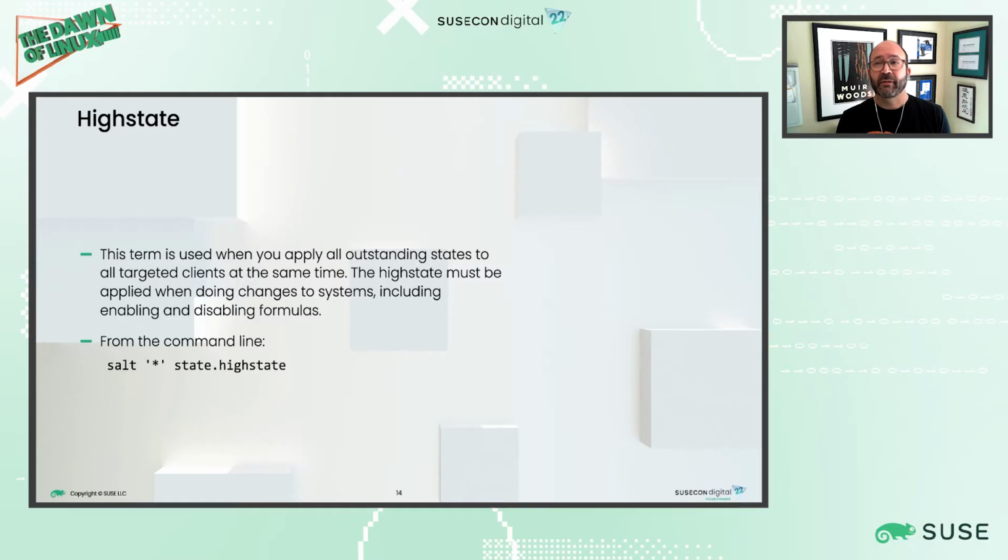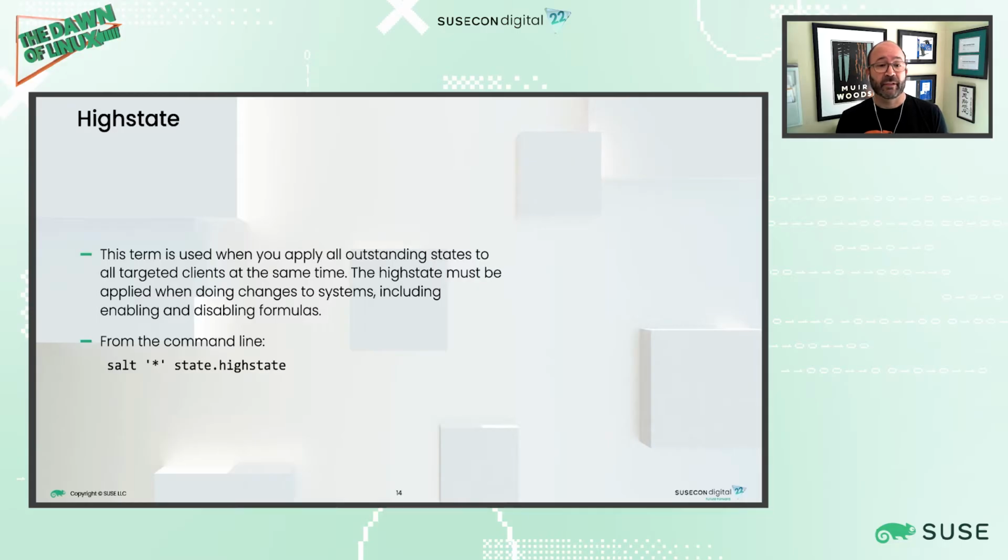The next thing to know about is the high state. The high state is really the accumulation of all the states that need to be applied to minions. So when you're making changes to systems, you apply the high state, and that will go through and do everything that it needs to do. This could be installing packages, removing packages, changing configuration files, enabling and disabling formulas, all sorts of things like that. You can do this from the command line using the salt command.